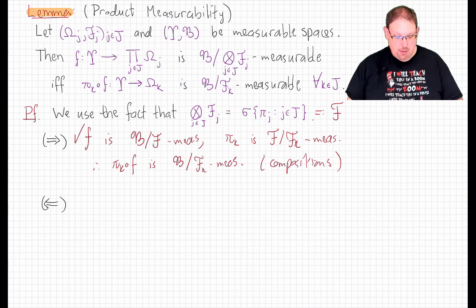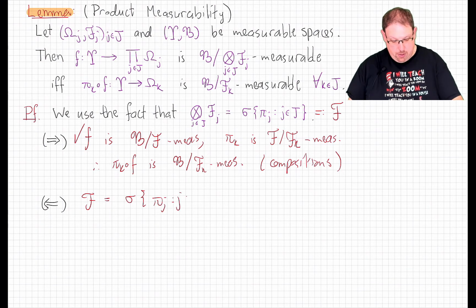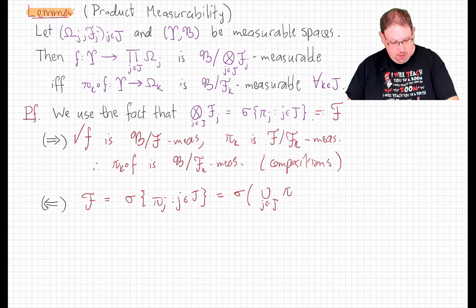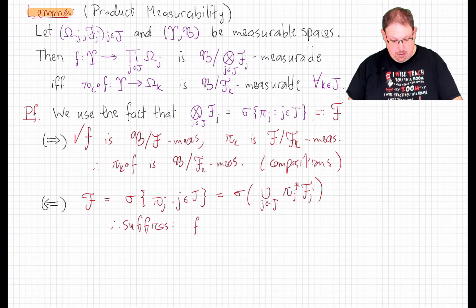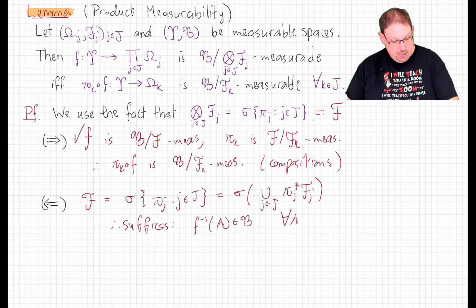What about the reverse direction? Well, again, the range sigma field F is the product sigma field, which is the same thing as the minimal sigma field with respect to which all of the projections are measurable. So what does that mean? That means it's the sigma field generated by the union of the pullbacks under the projections of the sigma fields Fj. Now, in the usual fashion, it therefore suffices to show that the preimage under F of any set A is in B for all sets A that are in that union.